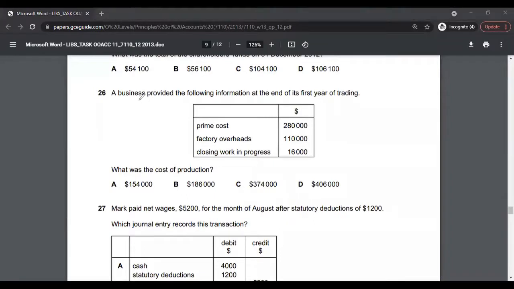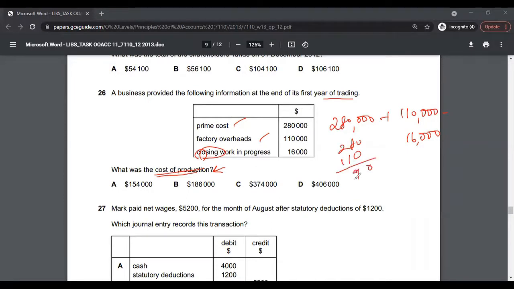Multiple choice 26. A business provided the following information at the end of its first year of trading. What was the cost of the production? It's going to be the total of 280,000 plus 110,000, prime cost plus fixed overhead, minus the closing work in progress, 16,000. So 280 plus 110 is 390, minus 16, 374. And the answer to multiple choice 26 is option C, 374,000.